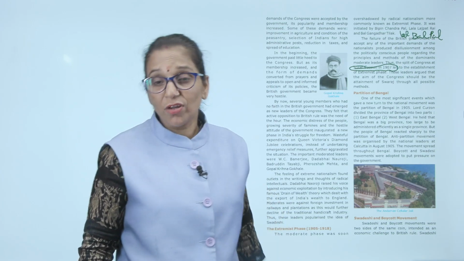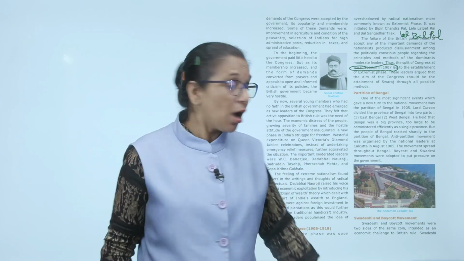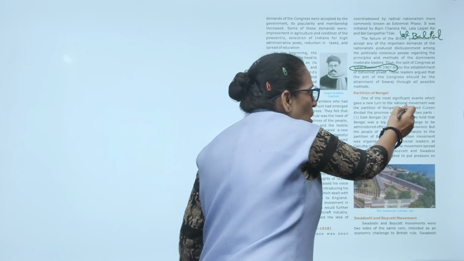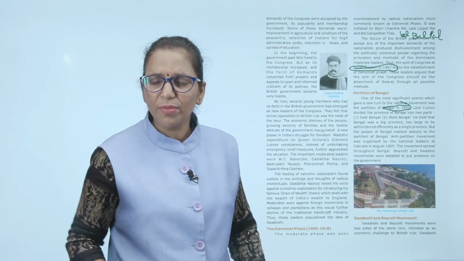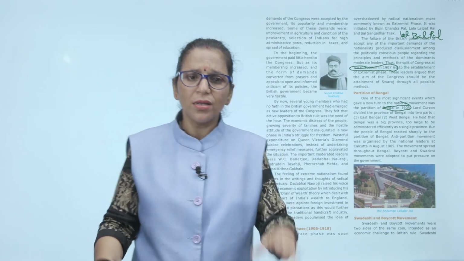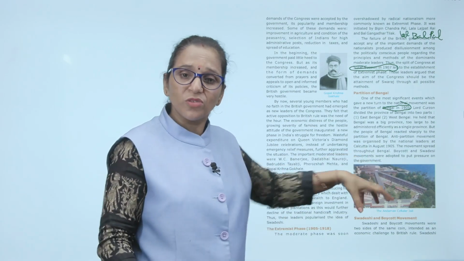Now moving to the partition of Bengal. One of the most significant events which gave a turning point to the national movement of India. That was the partition of Bengal in 1905, and it was done by Lord Curzon at that time. He divided Bengal into two parts, East Bengal and West Bengal. And you can see the result today: East Bengal was previously East Pakistan, and now it is Bangladesh.